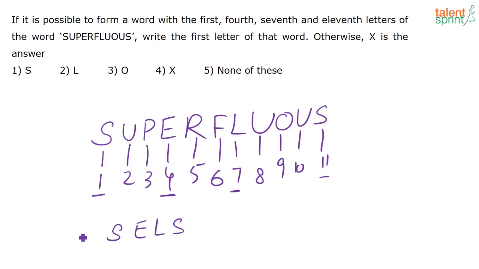So if you take these 4 letters, you have to check if you can form a word with these 4 letters. Can you form a word? Yes, you can. It will be L-E-S-S, less. That is a word that you can form with these 4 letters. And if you are able to form a word, then write the first letter of the word. What is the first letter of the word? It's going to be L. So the first letter of the word is L and the answer for this question is option 2.